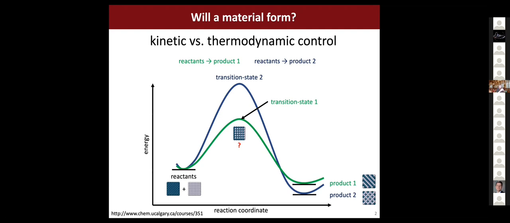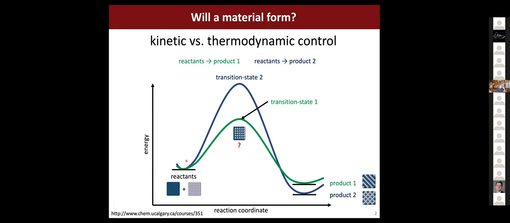All right, so the main question for this session that I want you to keep in mind is: will a material form? This is a question of whether the material is synthesizable. There are two domains of interest that we need to consider regarding whether a material is going to form. That includes the kinetic control and thermodynamic control. Both controls are important in terms of dictating whether a material is going to form, but let's talk about the difference between the two.